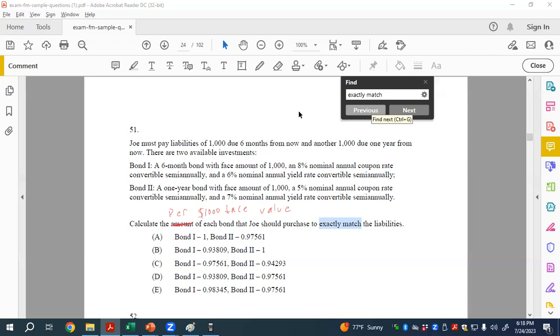So the wording of this is very confusing. It originally says calculate the amount of each bond that Joe should purchase to exactly match the liabilities. When I hear that, I kind of think price. Really what they're asking is to figure out the face value per $1,000 of each bond that Joe should purchase. And by per thousand, I mean just take your face value and divide by 1,000. So kind of what portion of the 1,000.